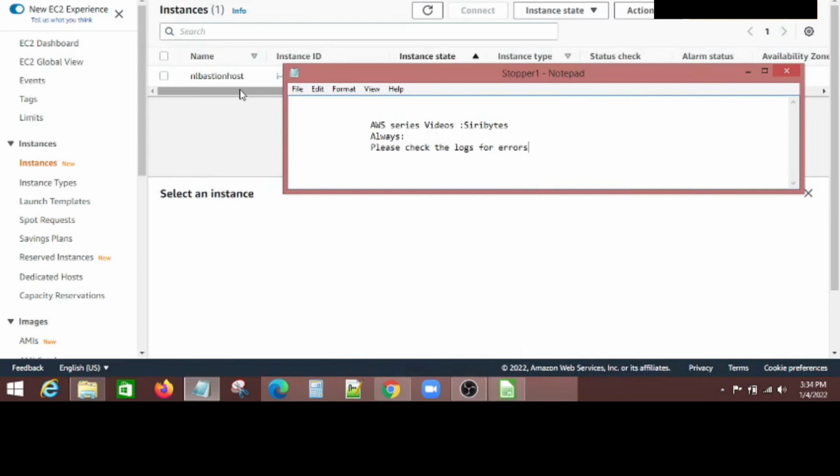So this is the Bastion host I created from the management console. I gave it a security group in which I allowed port 22 and SSH as well as ICMP. That's what I just wanted to show you. That's what I did.